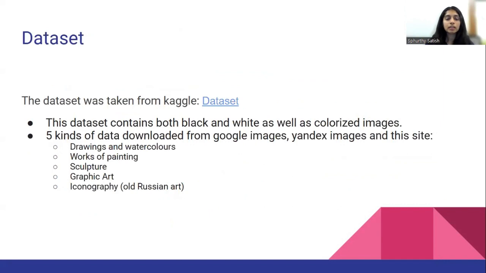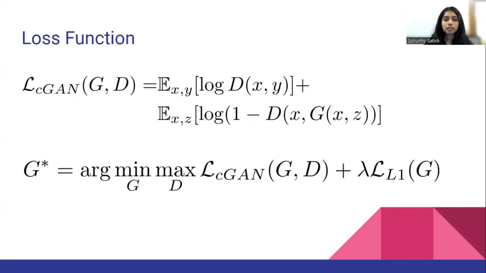Coming to our dataset, it was taken from Kaggle, and the dataset contains both black and white and color images. There are 5 kinds of images in this dataset: drawings using watercolors, works of painting, sculpture, graphic art, and iconography. So this was the main loss function which we used.